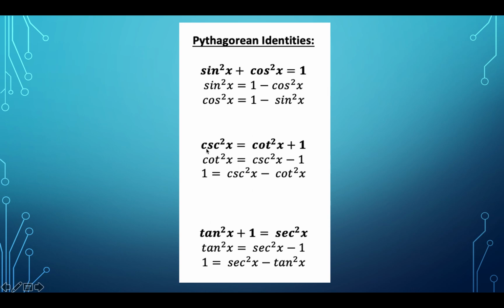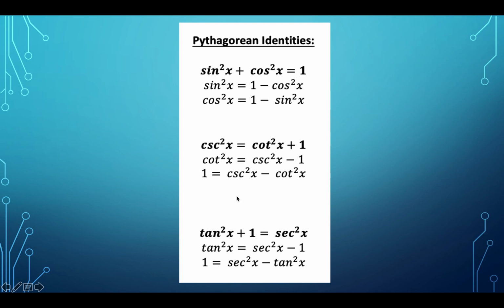The second identity we have is cosecant squared x is equal to cotan squared x plus 1. Two other ways you could see those written is cotan squared x is equal to cosecant squared x minus 1. How did I get that? I just subtracted 1 on both sides of the equation. And another way you could see it is 1 is equal to cosecant squared x minus cotan squared x. How did I get that? I just subtracted cotan squared x from both sides.